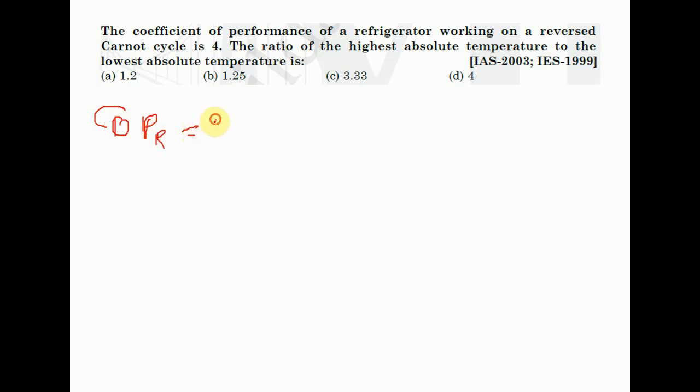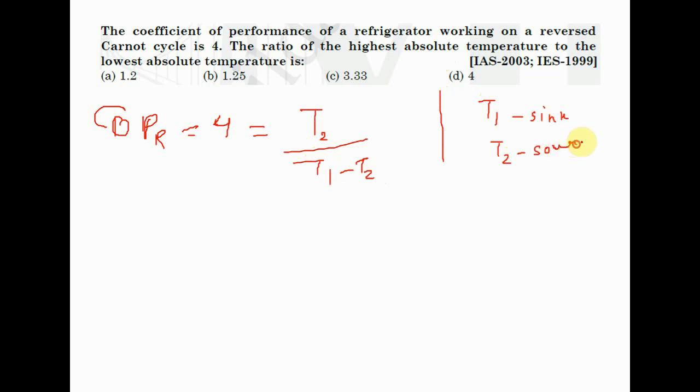COP of a refrigerator operating under a reversible Carnot cycle is 4. So this is equal to, as I have already explained in the previous question, T2 upon T1 minus T2. Now what we have to find? We have to find the ratio of the highest absolute temperature. The highest absolute temperature is T1, that is the temperature of the sink, and T2 is the temperature of the source.